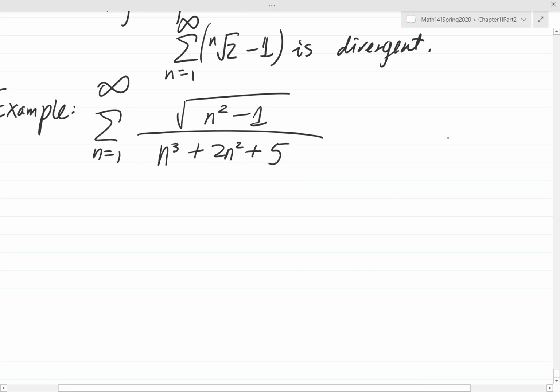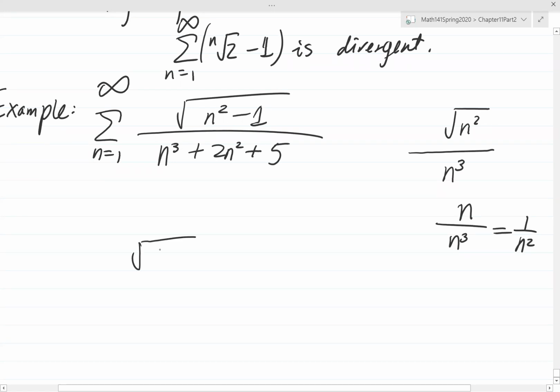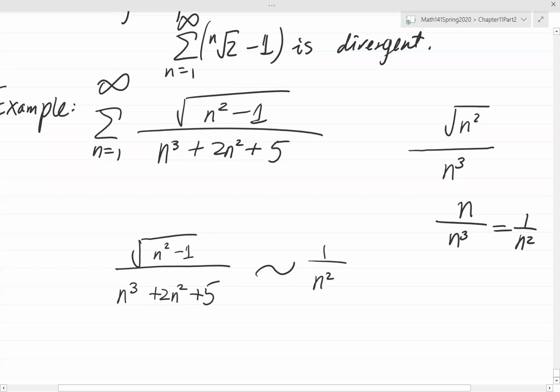So for the numerator, you can view it simply as the square root of the dominating term, which is n squared. The dominating term of the denominator is n cubed. So it's n over n cubed, which is 1 over n squared. So it should be comparable. You just simply estimate the order. The order is 2 here.